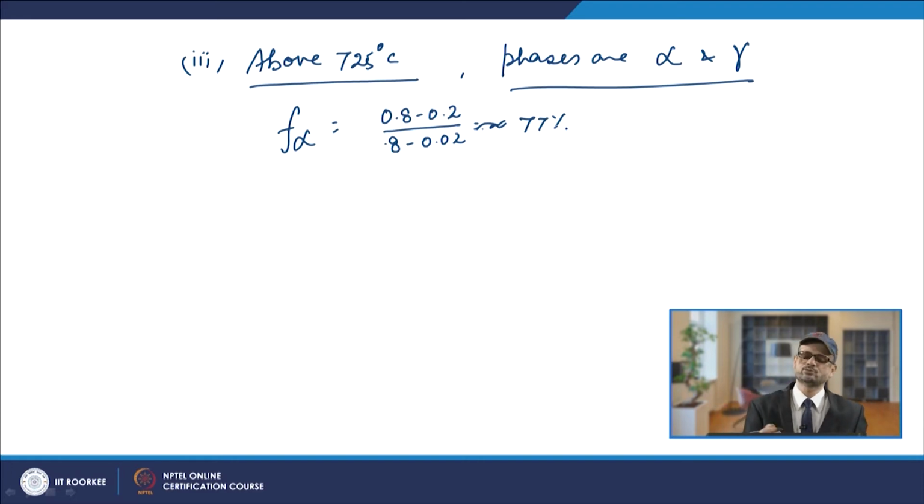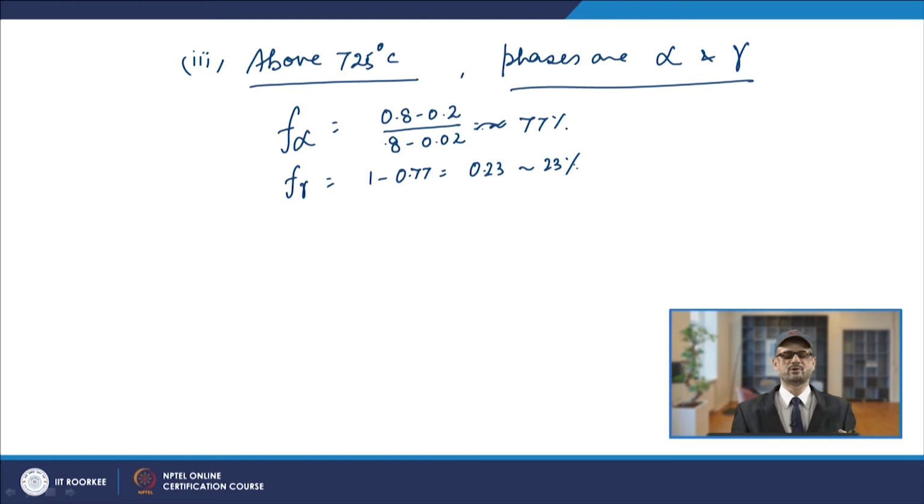So, the rest will be your gamma, and F gamma will be 1 minus 0.77, that will be 0.23, so 23%. That can even be calculated directly, because gamma is on the right hand side. So gamma will be 0.8 minus 0.2 divided by 0.8 minus 0.02. That way you will get this value, only 23%.